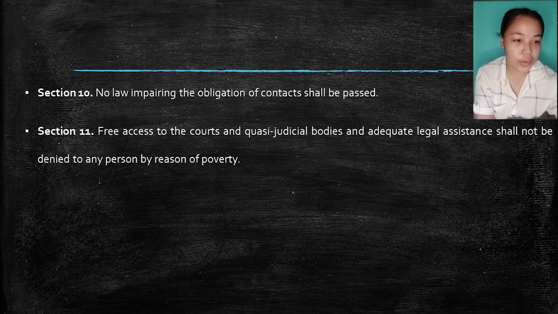Bill of Rights, Section 11. Free access to the courts and judicial bodies and adequate legal assistance shall not be denied to any person by reason of poverty.